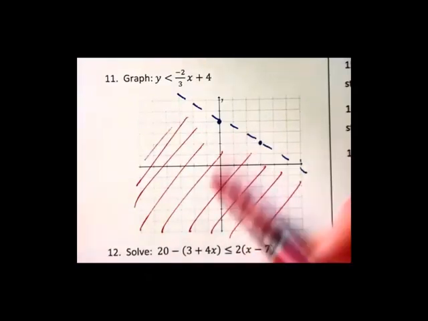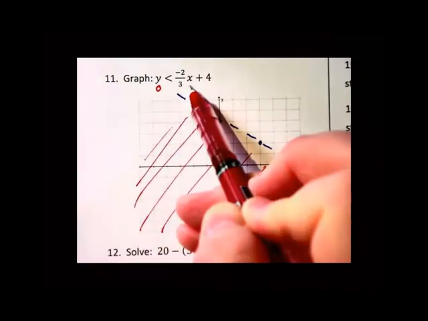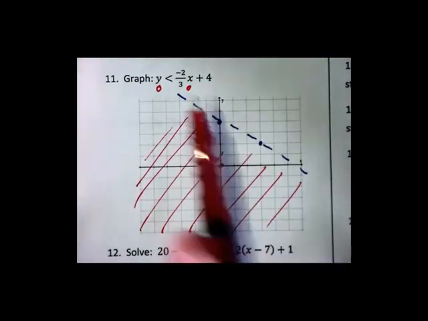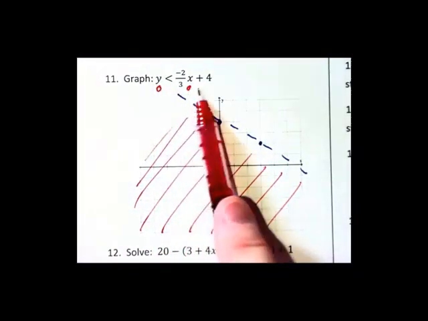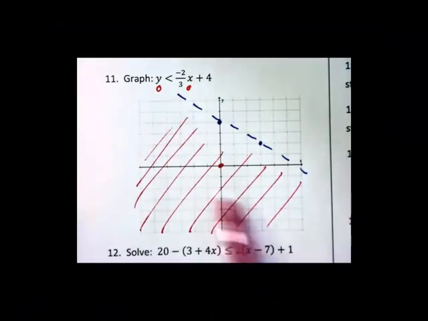Now, as a test point, I'm going to try the origin 0, 0 and verify that when I substitute 0 in, I get 0 less than 0 plus 4, which is a true statement, and I did shade on the proper side of that line.